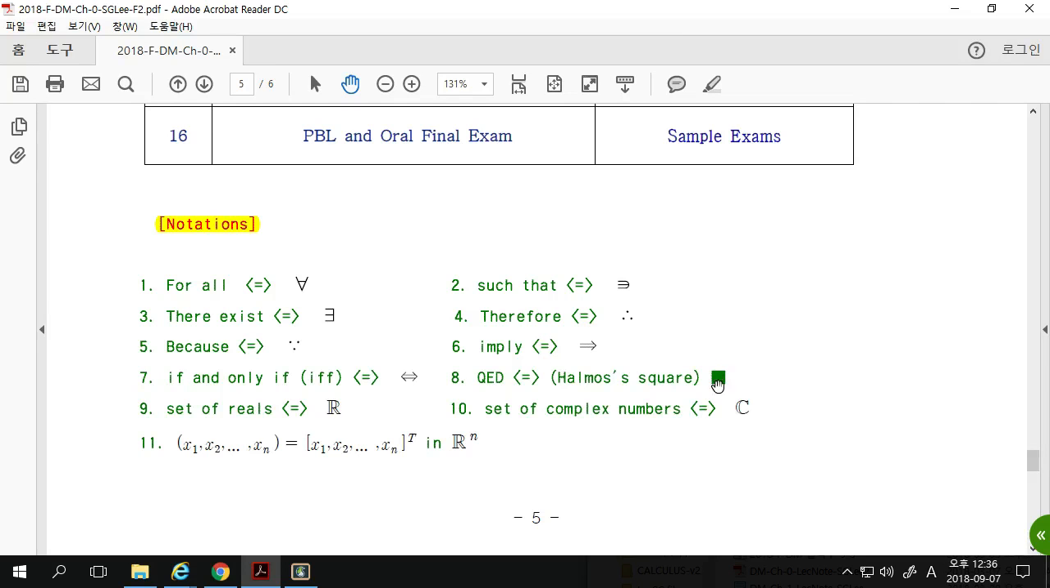So this is important. And the set of reals can be written as this, bold R. And the set of complex numbers can be written as a C like this. And vectors like this. This vector is a special case of a matrix. An n by 1 matrix is a vector in R^n.